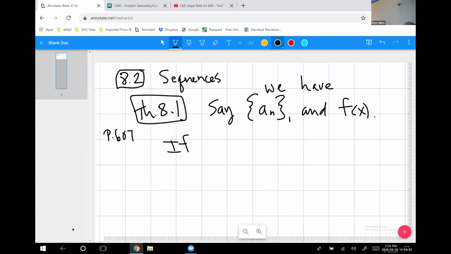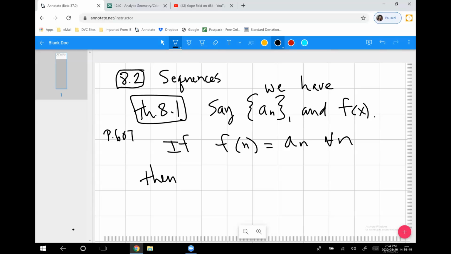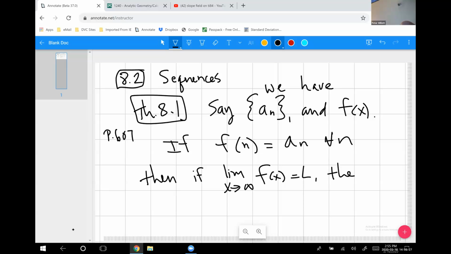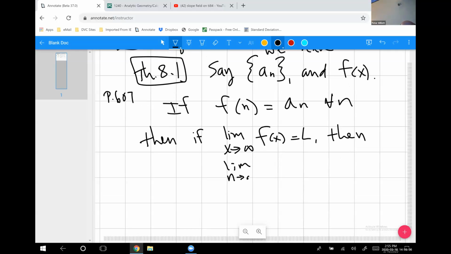So then if f of n is equal to a sub n for all natural numbers n, meaning that when you plug a whole number into the function, what you get is the appropriate nth term of the sequence. Then if the limit as x goes to infinity of f of x equals L, then the limit as n goes to infinity of a sub n is also equal to L.